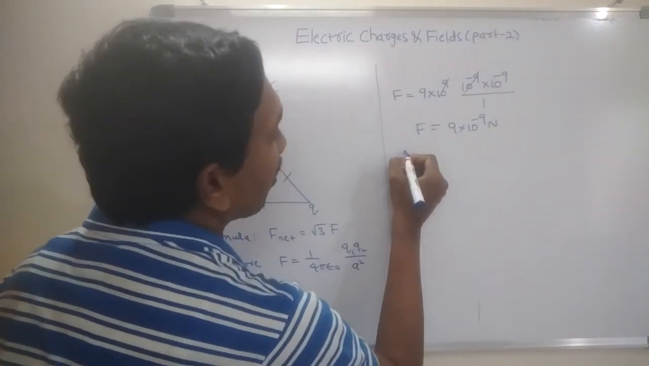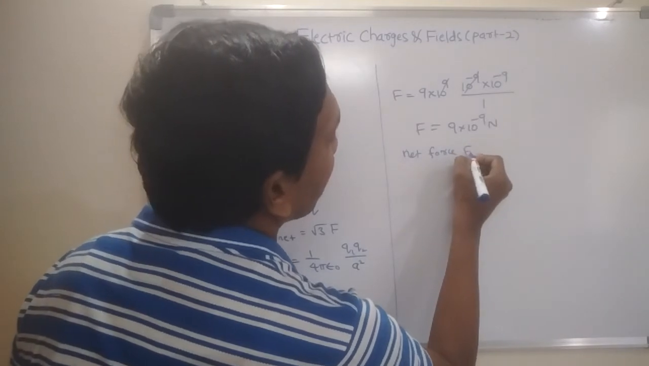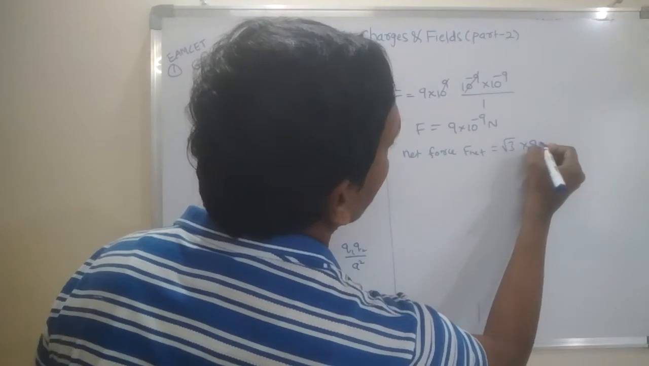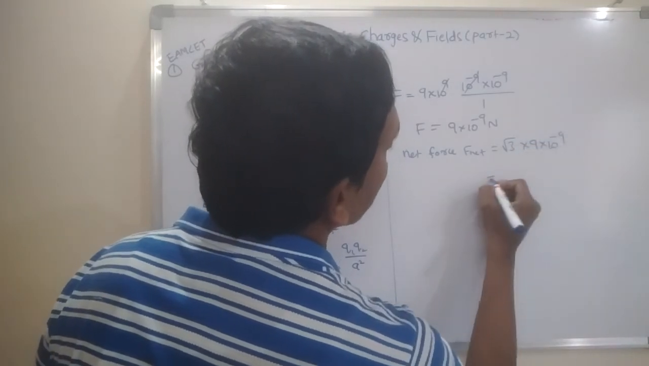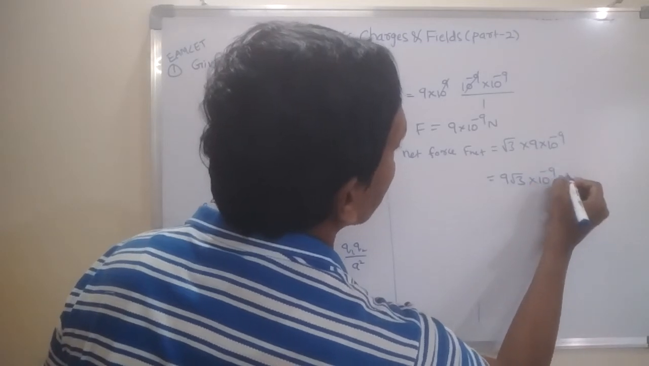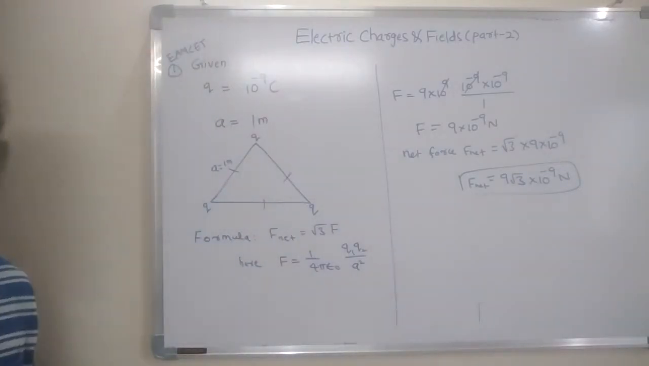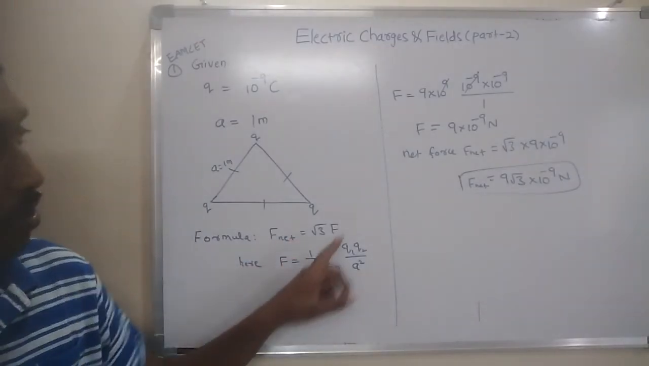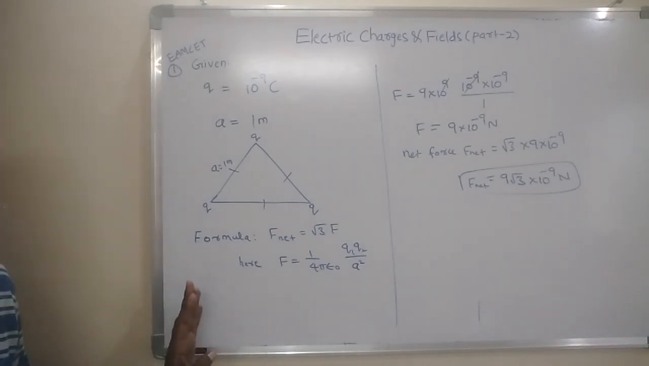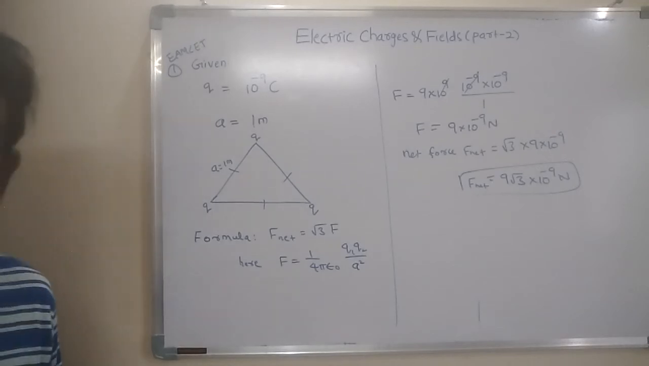But the net force is asked here, the resultant force. F net equals root 3 F, that is root 3 into 9 into 10 power minus 9. That means the answer is 9 root 3 into 10 power minus 9 newtons. This is the answer, this is one previous model question. You just need to know this formula and substitute in it, otherwise it takes more time. Clear? Right.